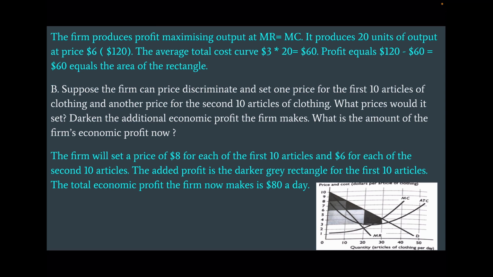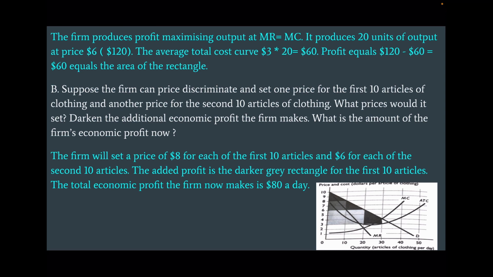Suppose the firm can price discriminate and set one price for the first 10 articles of clothing and another price for the second 10 articles of clothing. What prices would it set? Darken the additional economic profit the firm makes. What is the amount of the firm's economic profit now? The firm will set a price of $8 for each of the first 10 articles and $6 for each of the second 10 articles.